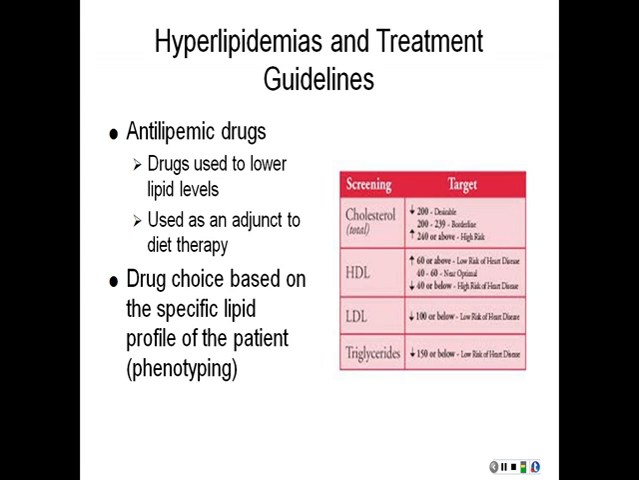Table 27.2, it's on the bottom of page 447, describes the type of hyperlipidemias and those different phenotypes. And then I've put here on the screen what screenings we do for total cholesterol, HDL, LDL, and triglycerides, and what the target ranges would be.